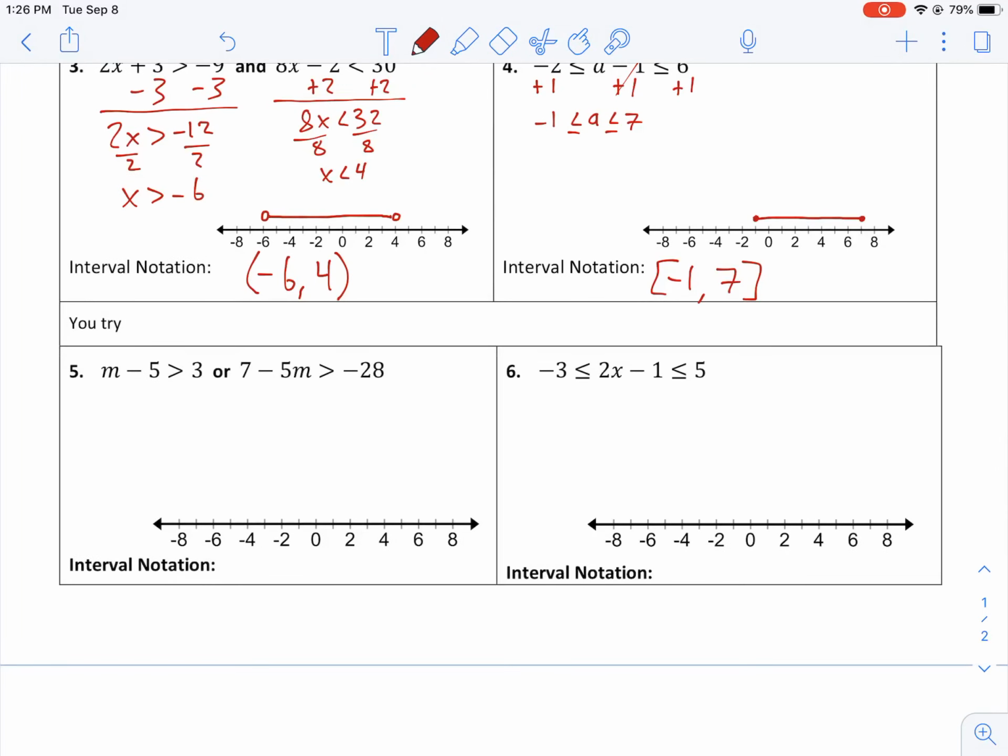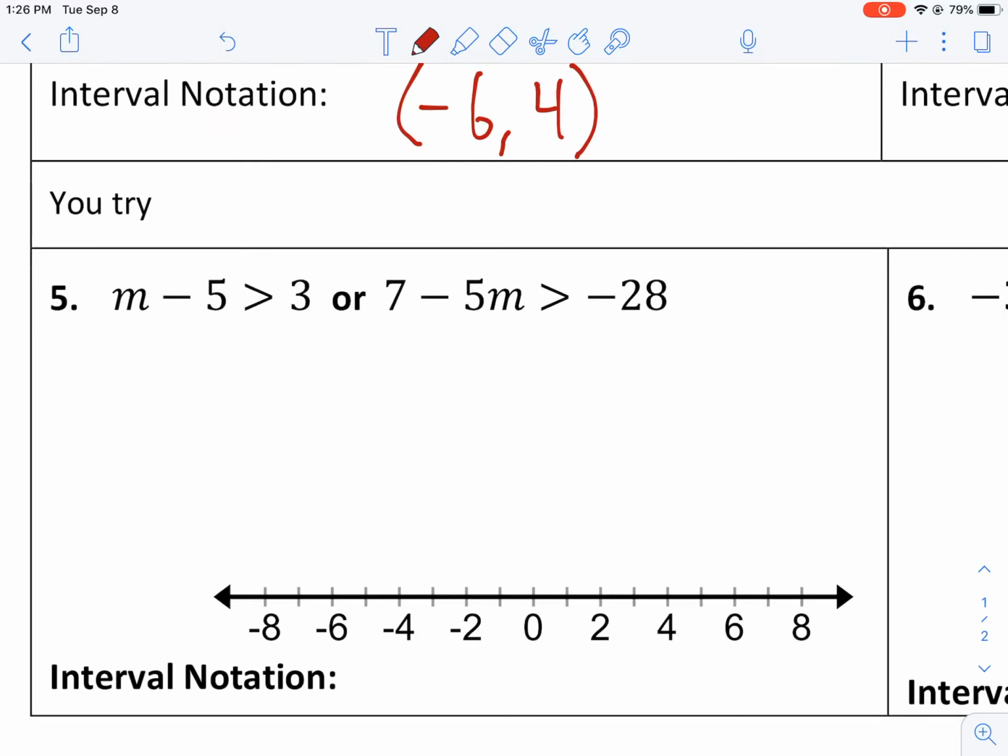I'm going to give you 2, and I highly recommend you to pause the video right now and try these 2 problems on your own, and then come back and watch the video and make sure that you did it correctly before you go on to the practice. So go ahead and pause the video now. And so I'm going to go ahead and go over these, all right?